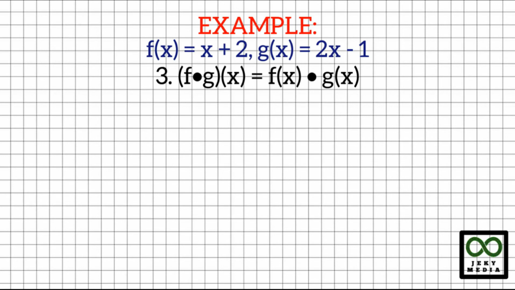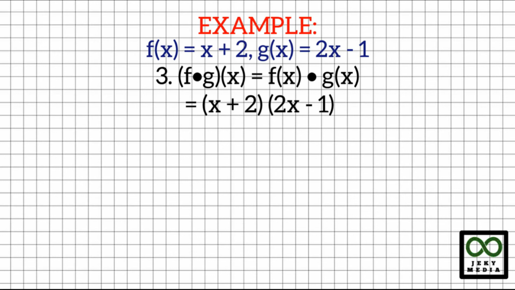To get the product of functions f and g, let's follow the form f times g of x is equal to f of x times g of x. Let's replace them with the given values of functions. f of x is x plus 2 times g of x is 2x minus 1. Let's multiply them using the FOIL method.